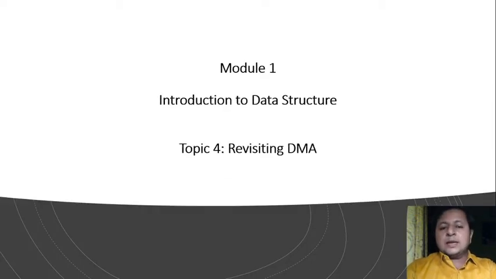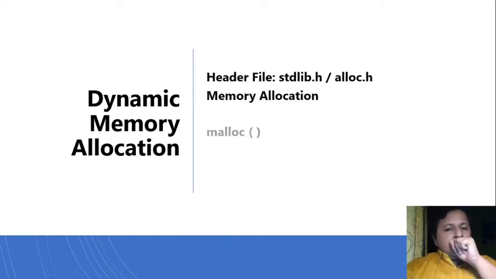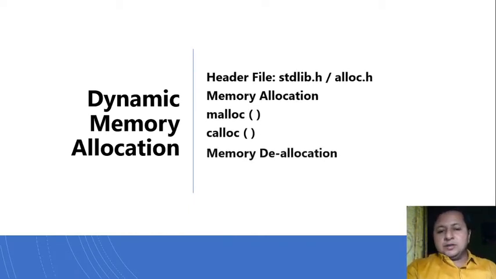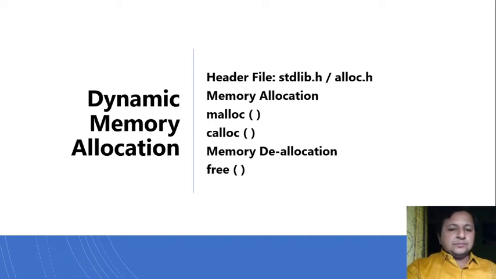Module 1 and the fourth topic, revisiting dynamic memory allocation. In the previous module we've already seen the concept of pointers and how pointers can be used for call by reference. In this module, we'll be looking at another use of pointers, that is to allocate the memory dynamically. As you can see on the screen, the header file that we require to use is stdlib.h or alloc.h. For allocating memory, the basic functions that we have are malloc and calloc.